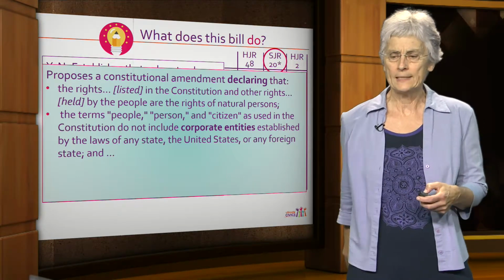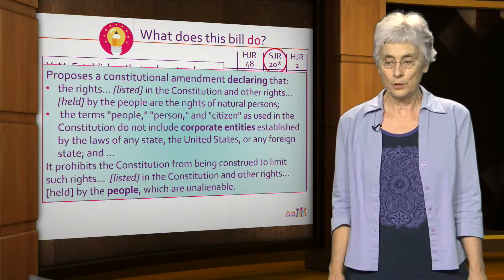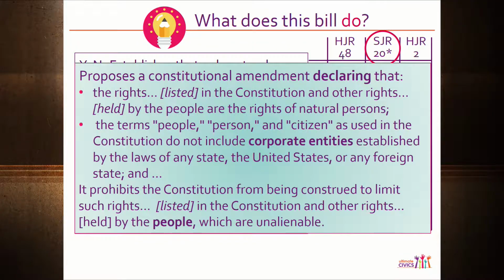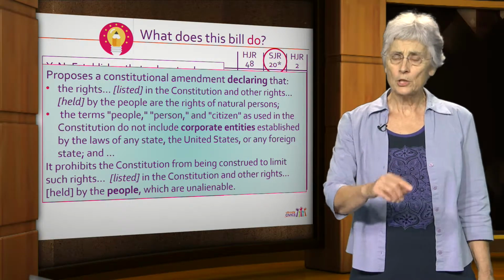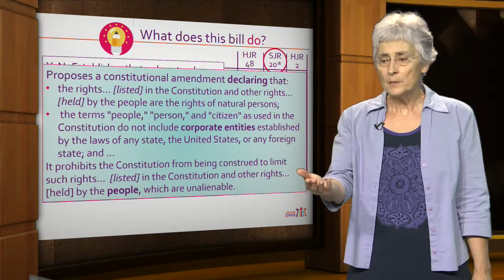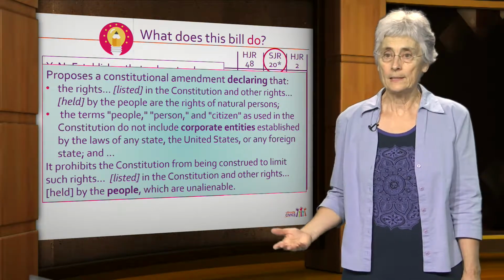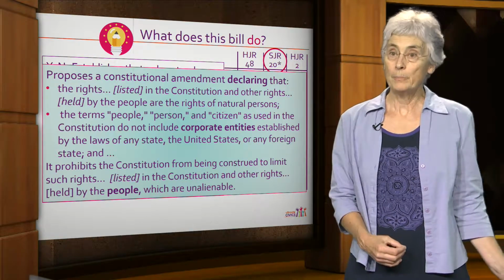It doesn't say artificial entities. The last part of this one is it prohibits the Constitution from being construed or used to limit such rights enumerated, listed in the Constitution, and other rights retained or held by the people, which are inalienable. Well, that looks good, because we know inalienable rights are retained by the people. But look how this proposed bill defines people. It allows artificial entities other than corporations to be people.